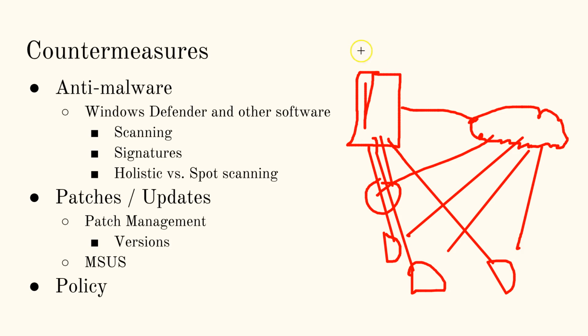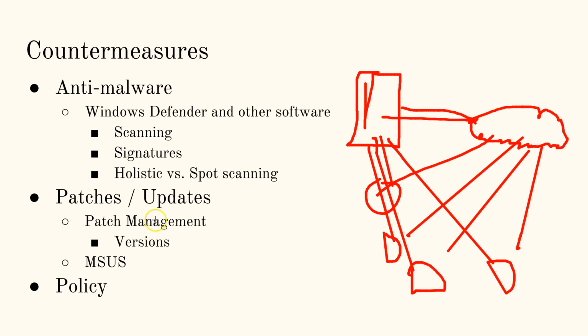So anyway, I have an MSUS server. It downloads, so I only have one download. I'm saving myself a bunch of bandwidth, right? And this MSUS server will then push down updates. The cool thing is I can control that as an admin, so I could test out patches before I push them out.